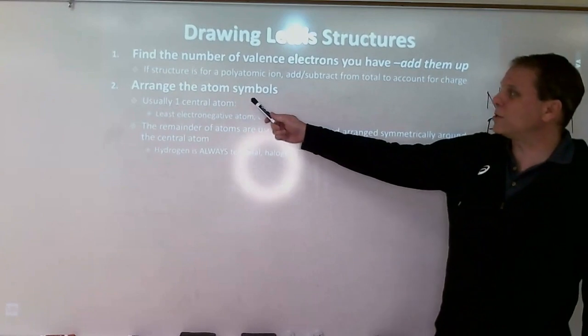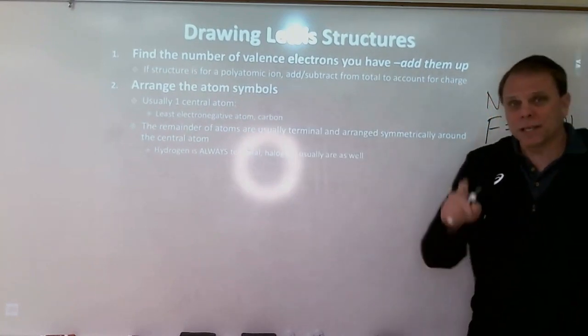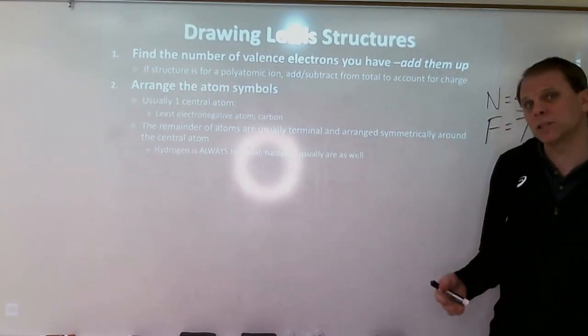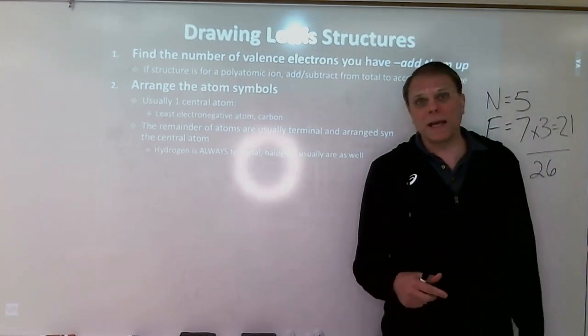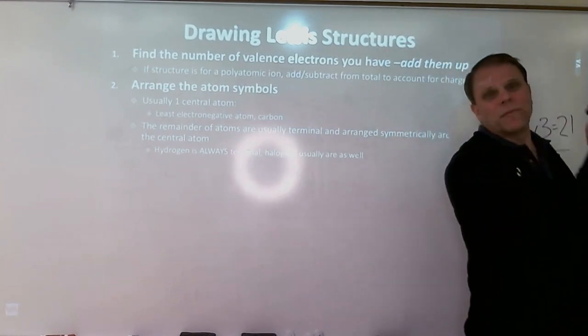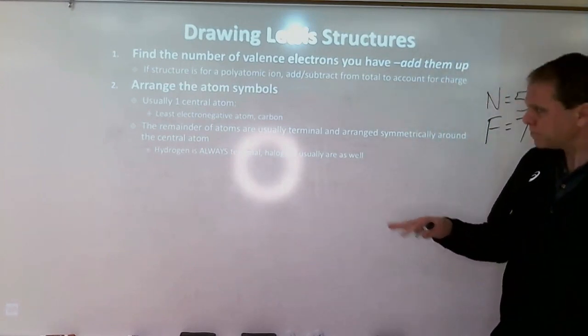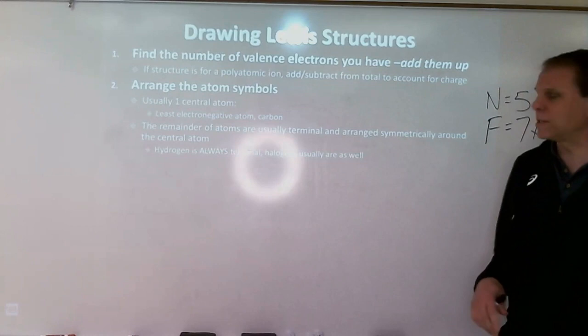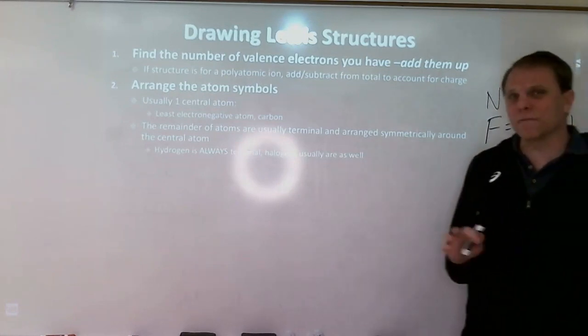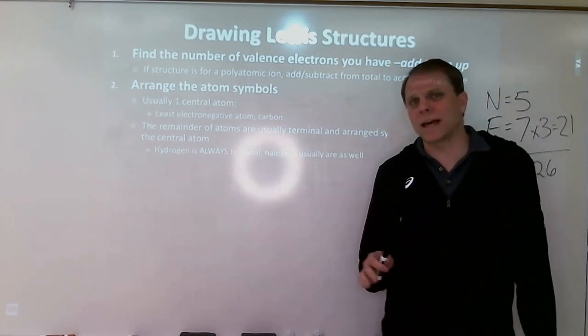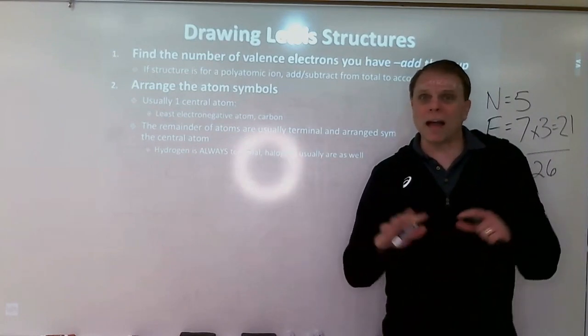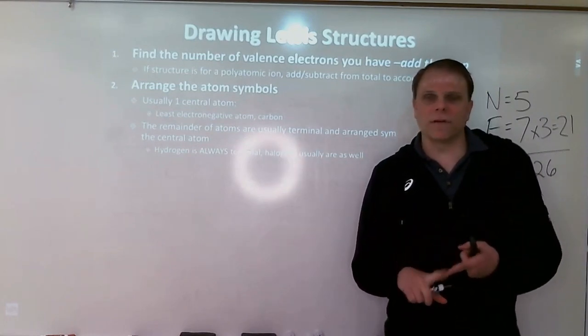All right, so then you've got to arrange the atom symbols. Typically, you're going to choose the central atom. You're going to choose the one that's the least electronegative, which basically means it's the one that is further over to the left or further down on the periodic table, okay? Carbon is oftentimes the least electronegative. Halogens like fluorine and chlorine and things like that, they're going to be terminal. They're not going to be in the middle. Hydrogen is never going to be in the middle.